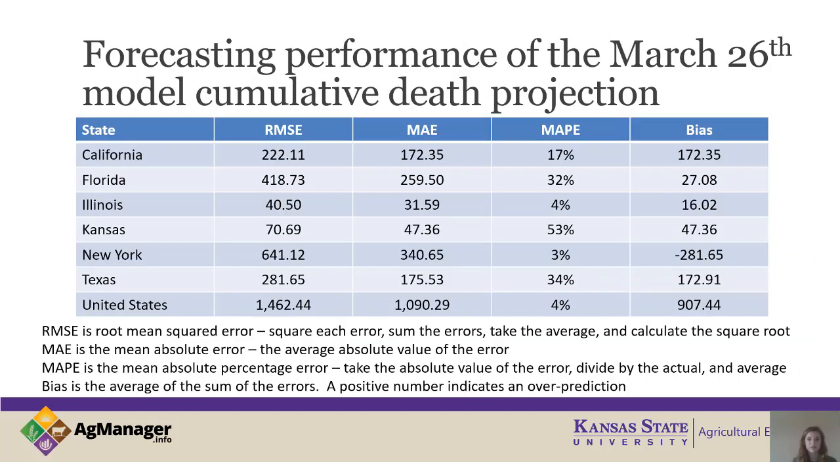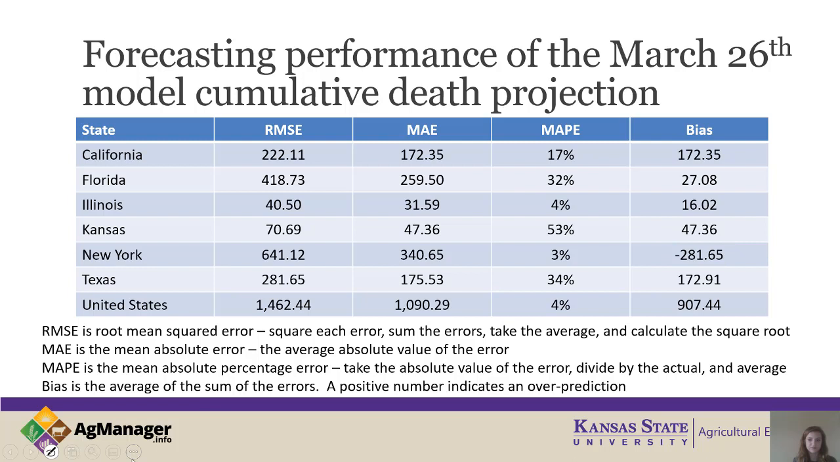Looking at the forecasting performance of the March 26th model on cumulative death projections, what we've seen in the daily death projections pretty much holds true in the cumulative case as well. We're seeing a lot of positive bias, meaning that the model over forecasted what was going to happen, except in the case of New York here, where we've seen pretty significant under forecasting and a lot of negative bias.